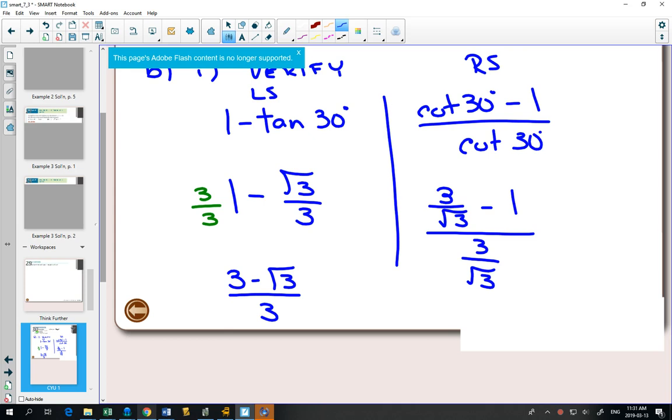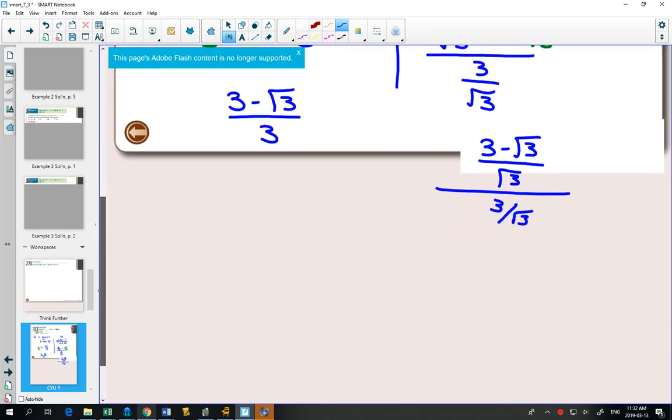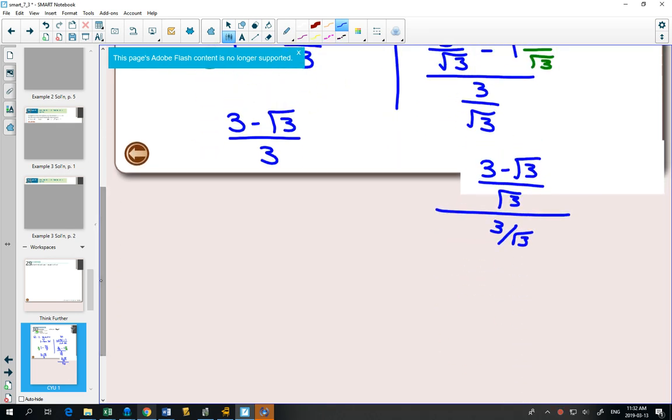On the right-hand side, I have fractions inside of fractions, so I'm going to get a fraction in my numerator. So I have a fraction over a fraction. That will leave me with 3 minus root 3 all over root 3 divided by 3 over root 3. Now that I have a fraction over a fraction, I can multiply by the reciprocal.